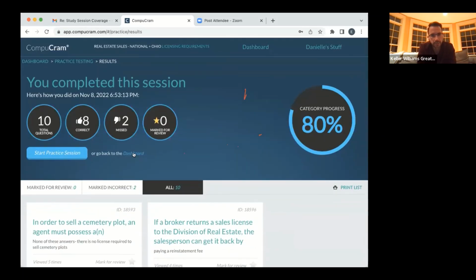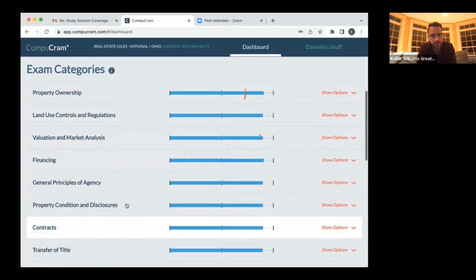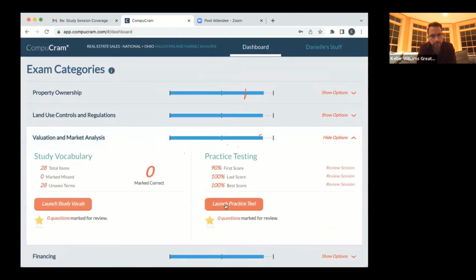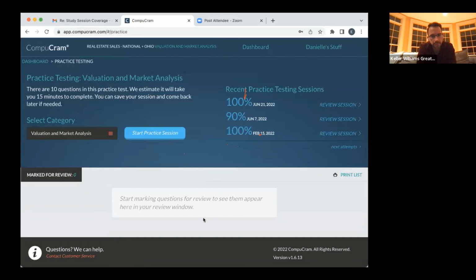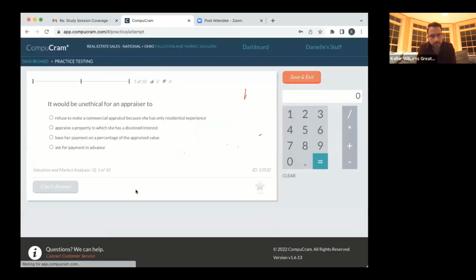And we will finish up with valuation and market analysis. All right, it would be unethical for an appraiser to A, refuse to make a commercial appraisal because she only has residential experience. B, appraise the property for which she has a disclosed interest. C, base her payment on a percentage of the appraised value. Or D, ask for payment in advance.